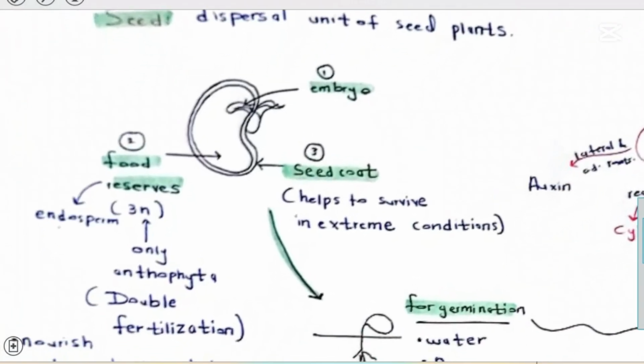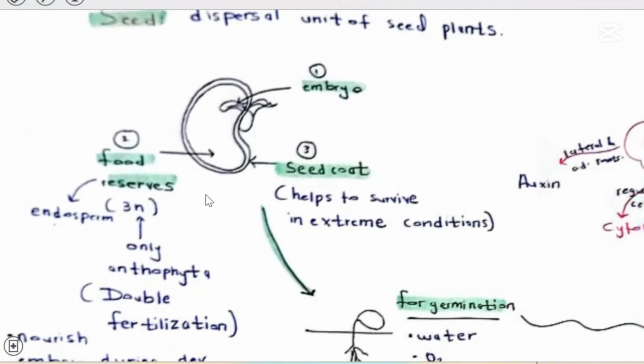Okay. So now we have to see the parts of a seed. A seed consists of three main parts. Okay. Firstly, you have the embryo. Then secondly, you have the food reserves. And thirdly, the seed coat. So now the embryo, when the sperm fuses with the egg, it results in a zygote, which later becomes the embryo.